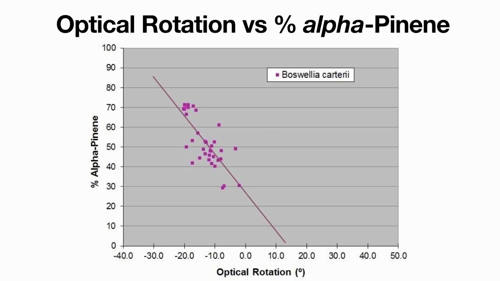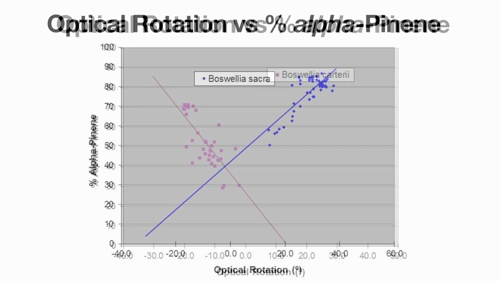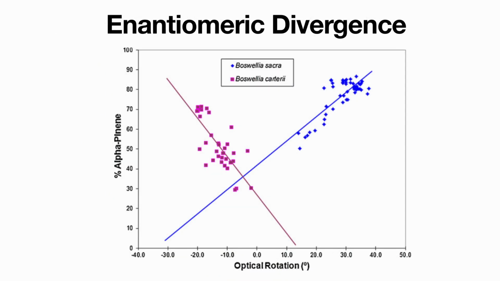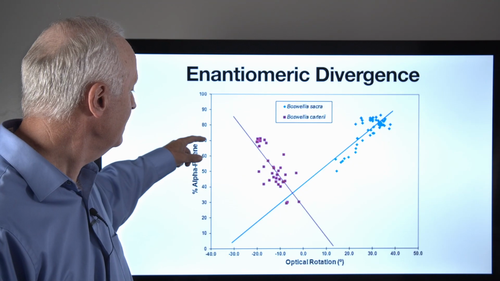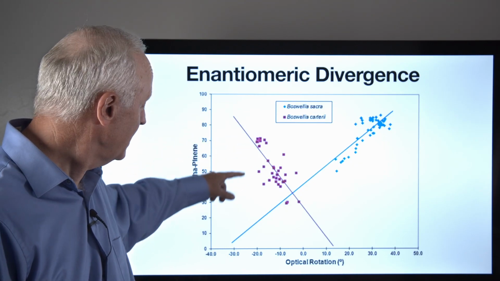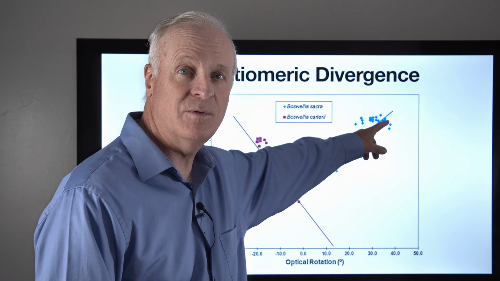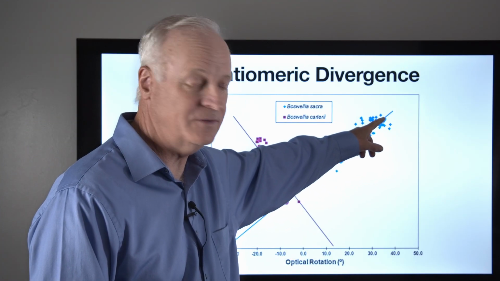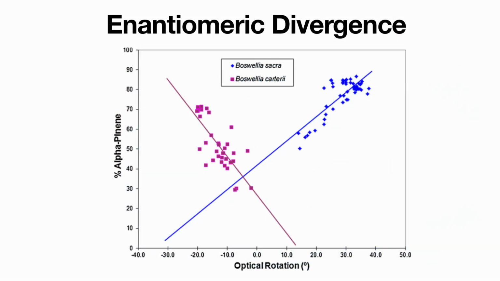This is what it looks like for the carteri frankincense from Somalia. And this is what it looks like for the Boswellia sacra frankincense from Oman. Can you see that they are completely different from each other? The carteri, as you increase the amount of alpha pinene, the optical rotation gets more negative. As you increase the alpha pinene in the Oman frankincense, the optical rotation becomes more positive. They diverge from each other.